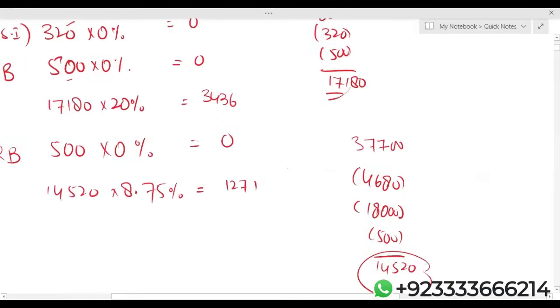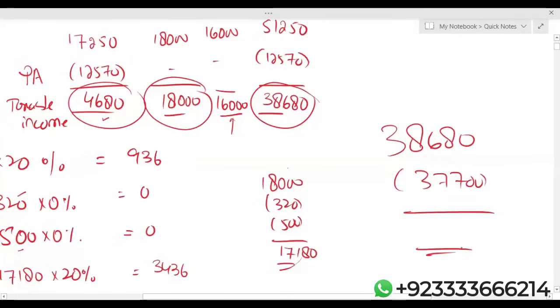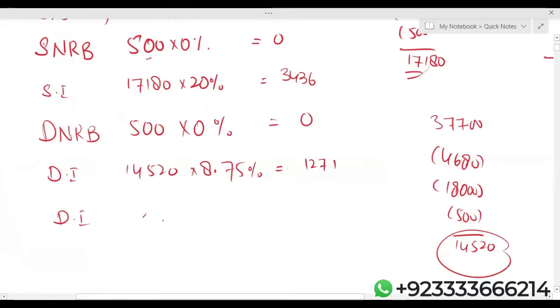Perfect. Now, the entire taxable income is 38,680. Out of this, 37,700 we have dealt with. Whatever is left obviously falls in the higher rate band. 38,680 minus 37,700, I'm getting 980. Dividend income 980, the applicable rate is 33.75%. I'm getting 330.75, make it 331. Recheck also so that again there shouldn't be any arithmetic error.